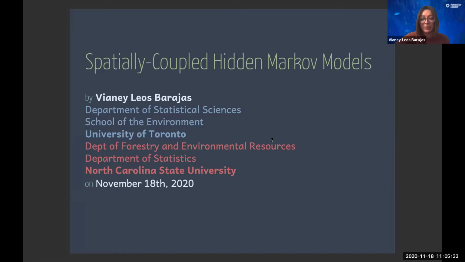So today I'm going to talk about spatially coupled hidden Markov models, which is something that I actually started as part of my postdoc at North Carolina State University. My background is, I have a PhD in statistics from Iowa State University. I have a theoretical math undergraduate degree, but I've always tended to find ecology and environmental folks. Somehow I always end up in the ecology and evolutionary biology department. I know the professors, I know the grad students, and it's just a tendency. I've always just liked these applications.